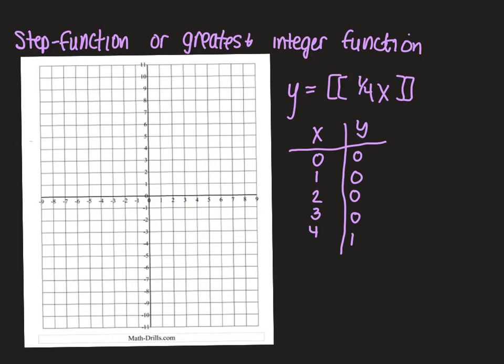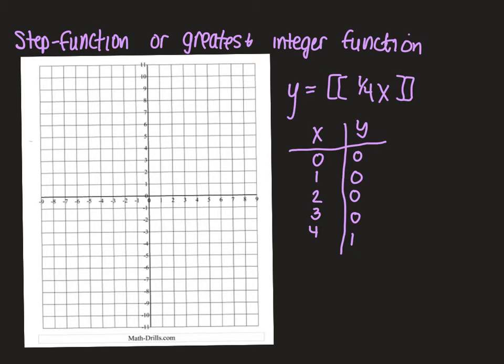All right, so I'm going to make my table. I'm going to pick 0, 1, 2, 3, and 4. These are not always going to be the best options, but they're pretty good this time. I've already done the work. I know that these are going to be my Y answers. Here's how I did it.